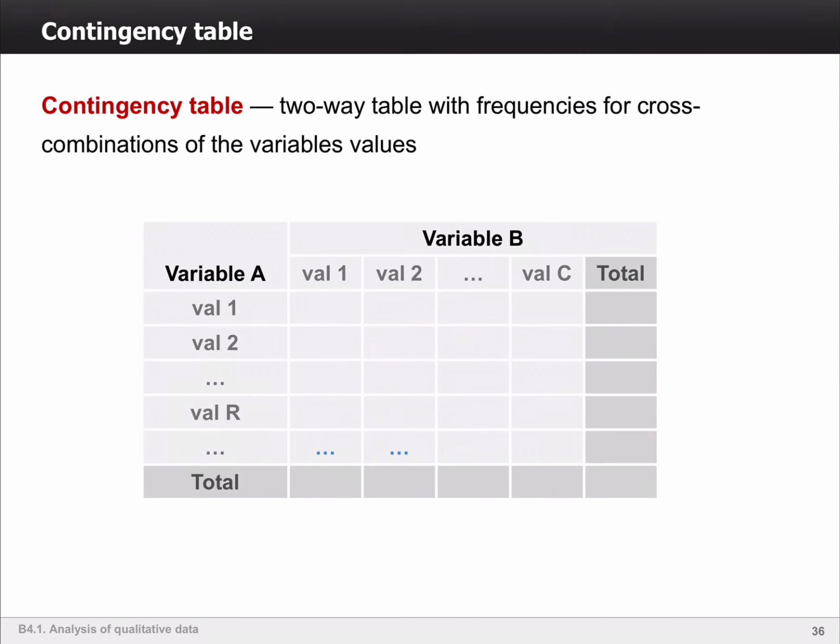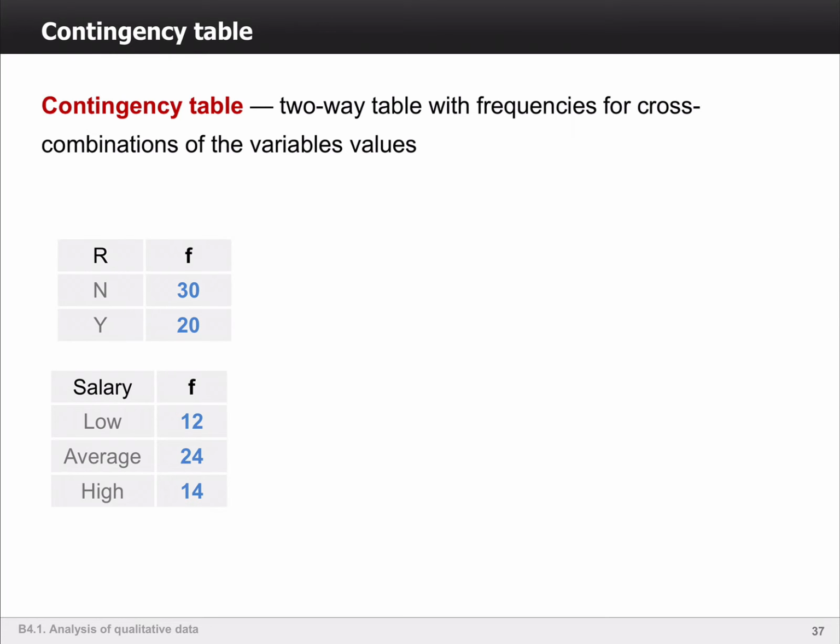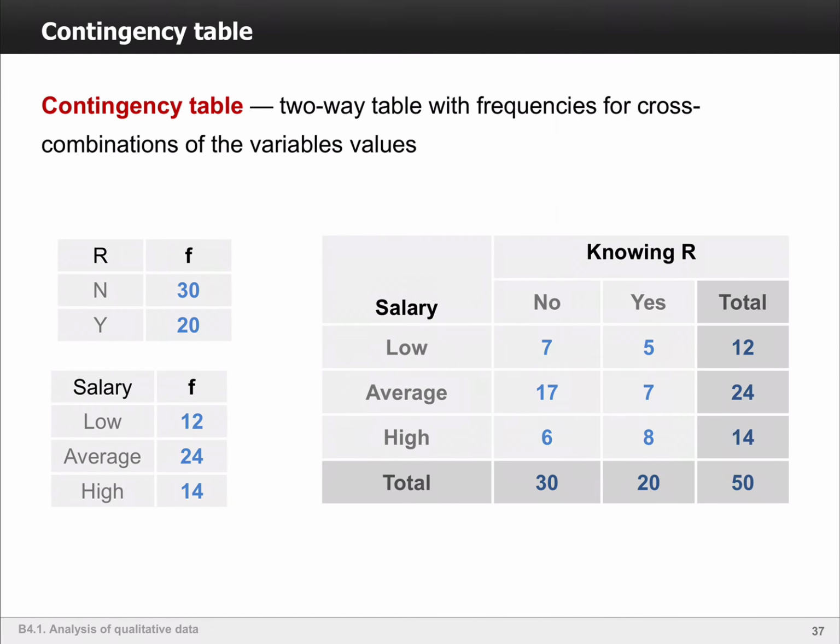That's how any contingency table looks. This is the first variable, this is the second variable, and these are all levels for the variables. If you have 3 levels in one variable and 2 levels in the second variable, you will have a 3 by 2 or 2 by 3 table with 6 cells, right? Then you calculate the totals: you sum up the values in the rows, and then in the columns. So we have 2 levels for knowledge of R and 3 levels of salary. That's how the contingency table looks.